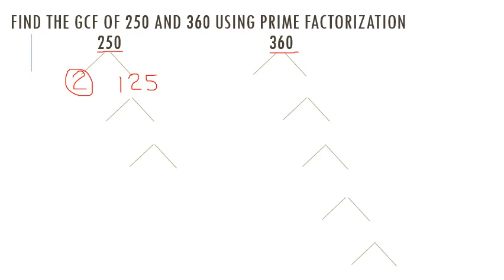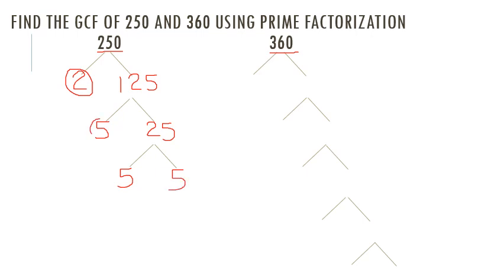Now 125 is not even, so it's not going to be divisible by 2 again. I can tell that it's not going to be divisible by 3 because the digits don't add up to a multiple of 3. So I'm going to go right ahead and choose the next prime number, which is 5. I know it's divisible by 5, and that would give me 25 as the other factor. 25 is a perfect square, so that is 5 times 5.